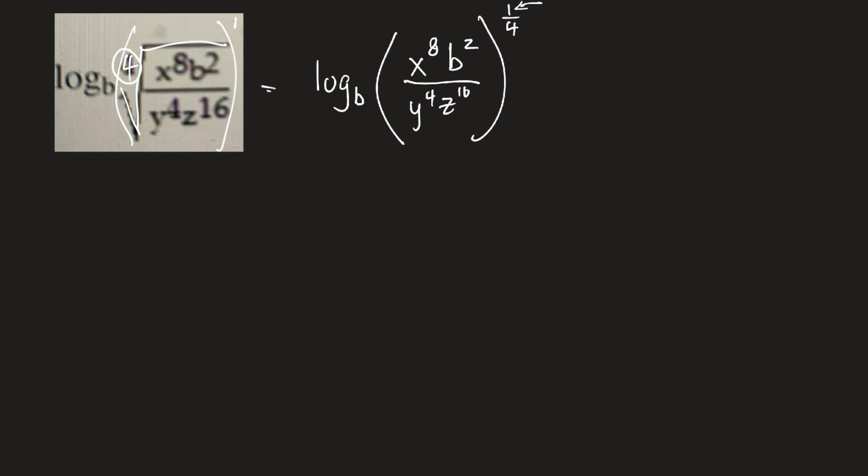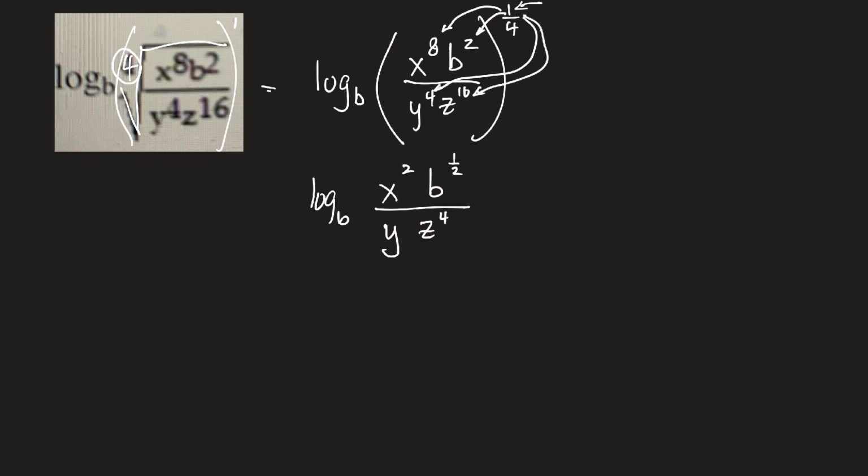Now I can use the power rule over exponents, so I can apply that quarter, multiply it, that's the rule, by each one of the powers that are inside the bracket. So I'm going to have log base b of x to the 8 times a quarter would be 2. b, or 2 times a quarter would be a half, over y, quarter times a quarter would just be 1. And 16 times a quarter would be 4. So z to the 4. There. So now I've dealt with that radical.